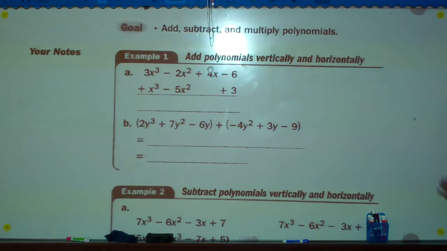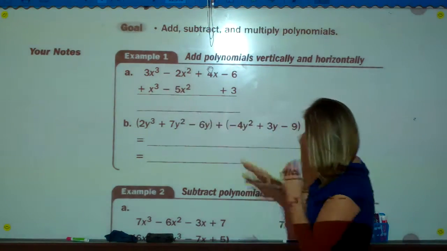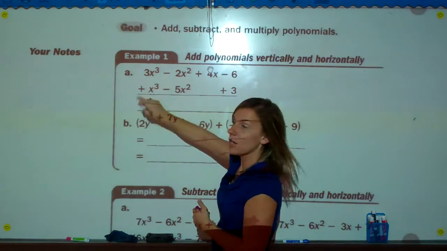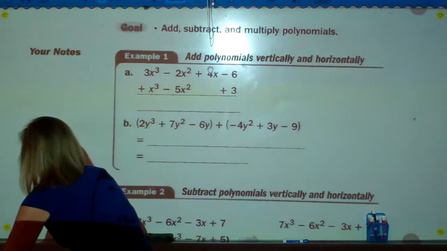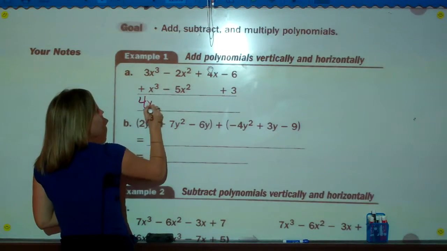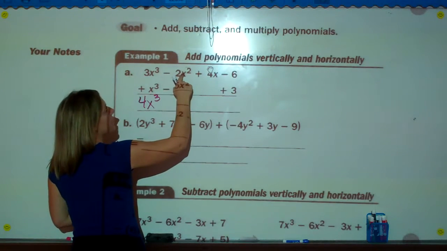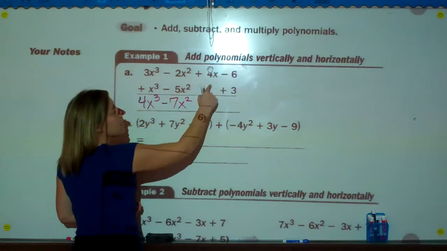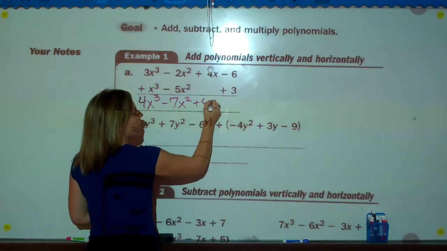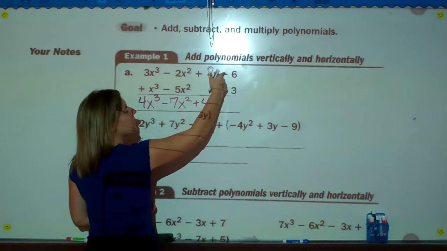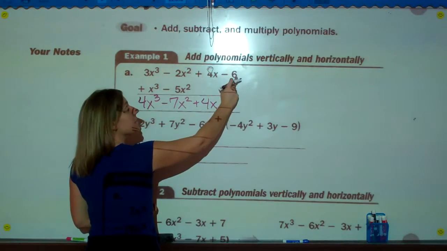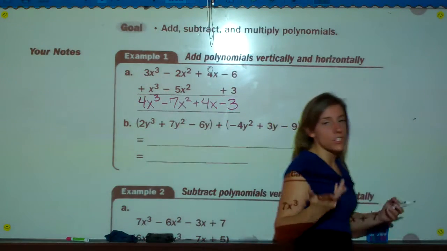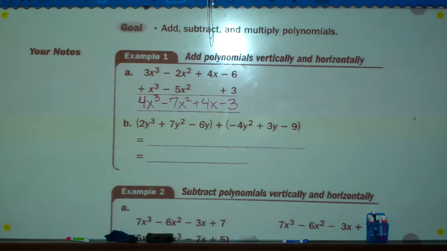So you just go through, and since the like terms line up, it's actually my preferred way. You just say 3 plus, there's an automatic 1 there, so that is 4x cubed, and then negative 2 plus a negative 5 is a negative 7x squared. There's nothing there, so you just bring down the 4x, and negative 3 plus negative 6 plus a positive 3 is a negative 3, okay? So it's just combining your like terms.